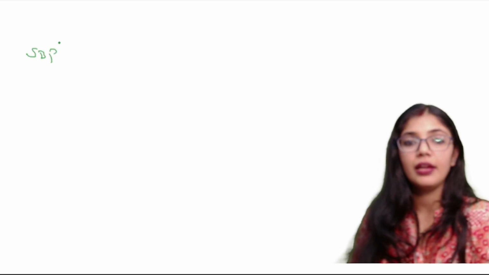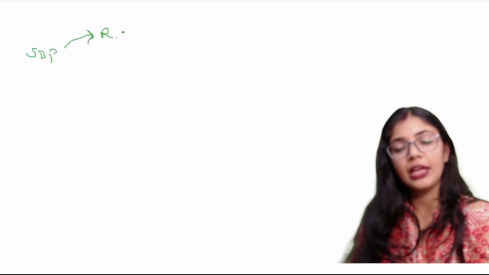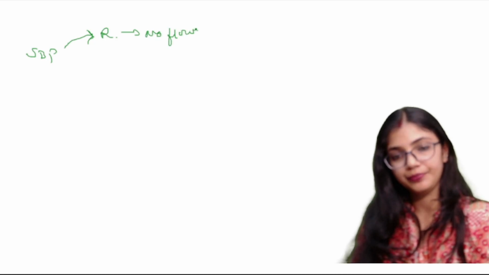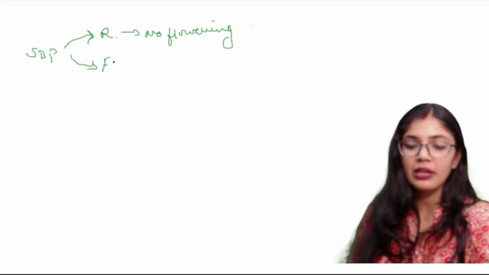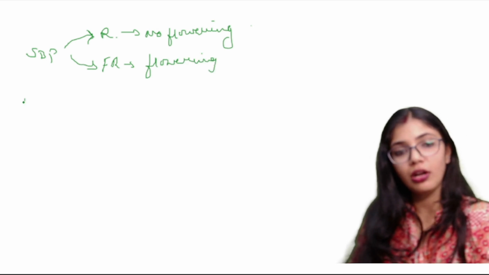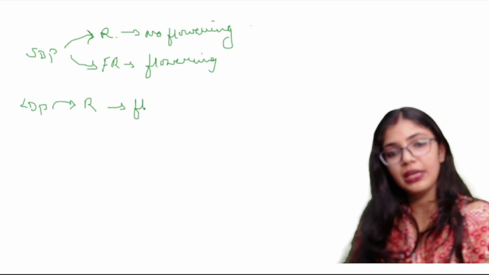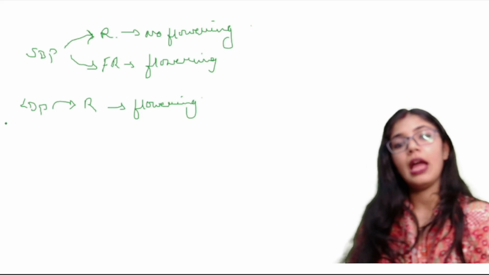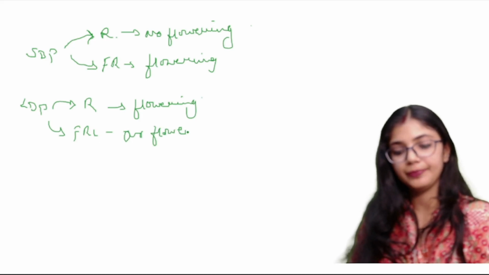So let us again revise this. Let us see a shortcut for this. So what happens in case of short day plant? If there is red light, there will be no flowering. In case of short day plant, if it is having far red light, that means it will have flowering. And the opposite is for long day plant. In case of long day plant, if red light is present, then there will be flowering, and if it is having far red light, then there will be no flowering.